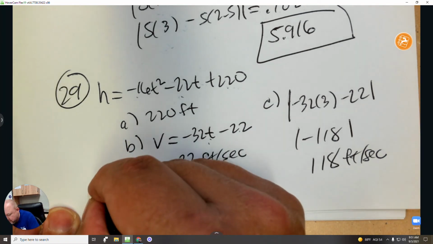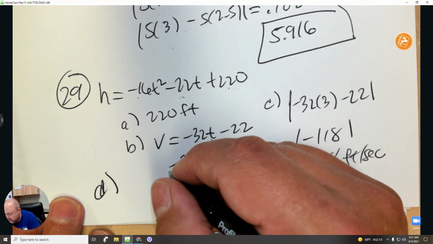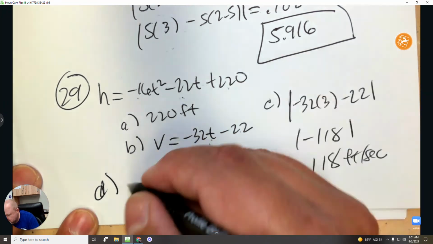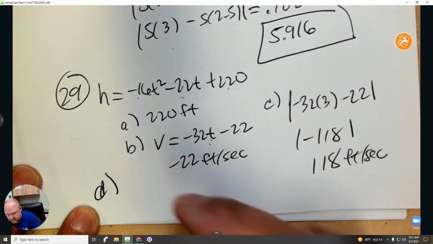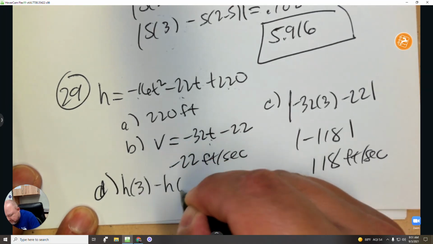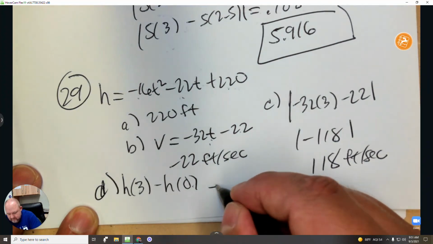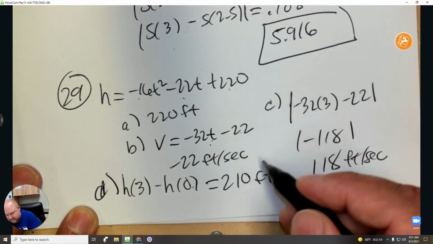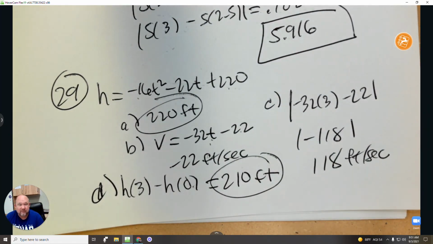And D, the last one. How far does the ball travel in the first 3 seconds? So for that one, because it's being thrown straight down, it doesn't change direction. So that's displacement. So I plug 3 in, I plug 0 in, and it's 210 feet, which is good because the height at the beginning is 220, so it only has 10 more feet to go. So it's going to hit the ground right after 3 seconds.